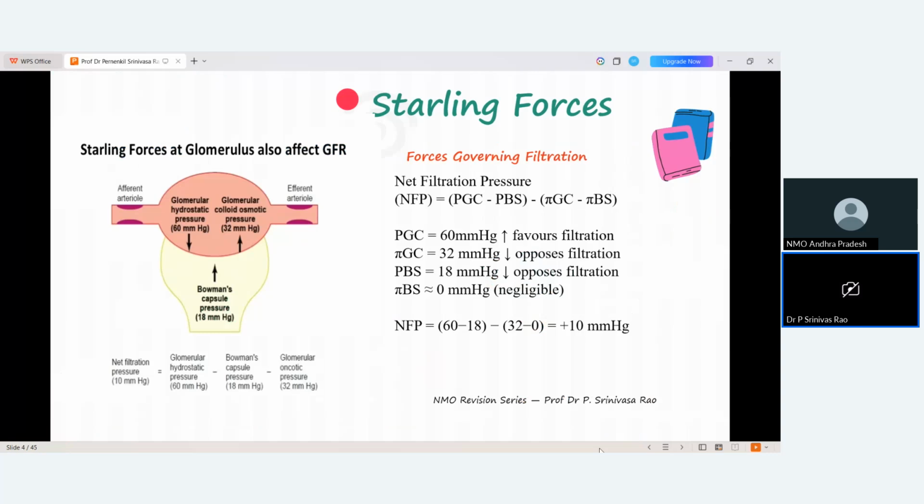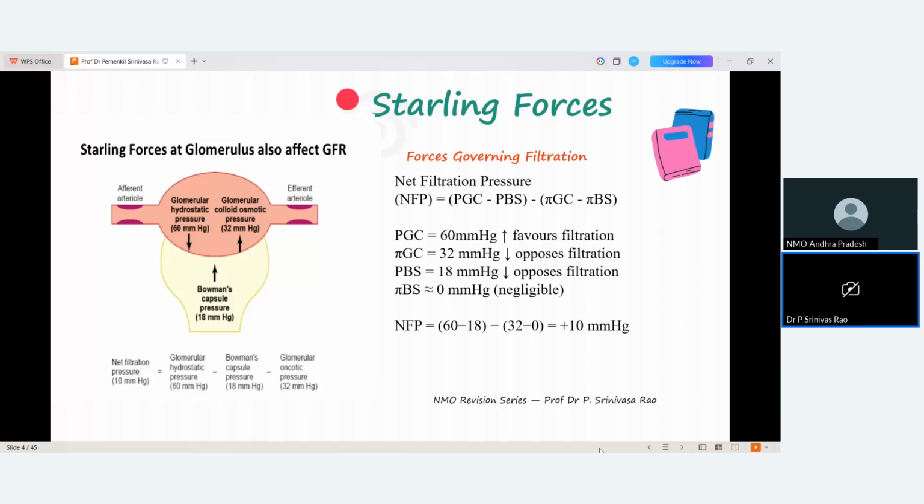Now, this can come as a 3-mark question, or it can come as a 5-mark question. This can come even when edema is taken up. There also the same forces will be taking place. So what are these Starling forces? Starling forces are the forces which help and prevent the filtration. That means some forces will help in the filtration process, and some will not be helping it. They will be preventing the filtration.